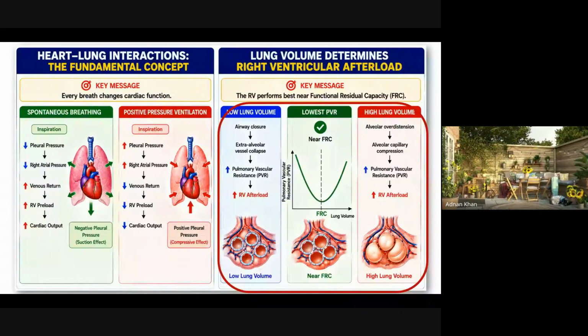On the most right side of this slide, keep in mind that the right ventricle performs best near the functional residual capacity. Also keep in mind that at very low lung volumes, the extra-alveolar vessels collapse, and at very high lung volumes, the alveolar vessels are compressed by over-distended alveoli. The result: both extreme low and extreme high lung volumes can increase the right ventricular afterload.